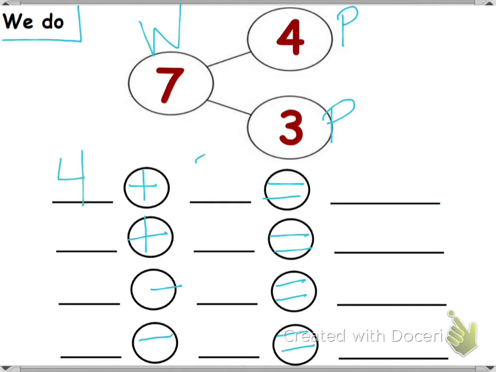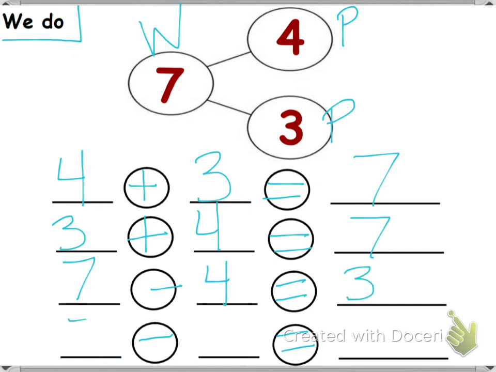So 4 plus 3 equals 7. Flip those parts around. 3 plus 4 equals 7. Now let's do a subtraction sentence. Remember, your whole is in front of the minus sign. So 7 minus 4 equals 3. The whole is still in front. 7 minus 3 equals 4. Remember, all you're doing is flipping those parts around.